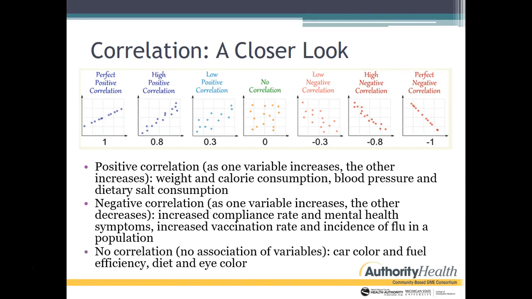And then no correlation would just be no association of variables. For example, car color and fuel efficiency have nothing to do with each other. Here we have no correlation. You guys see it's all random. And then diet and eye color would be another example.